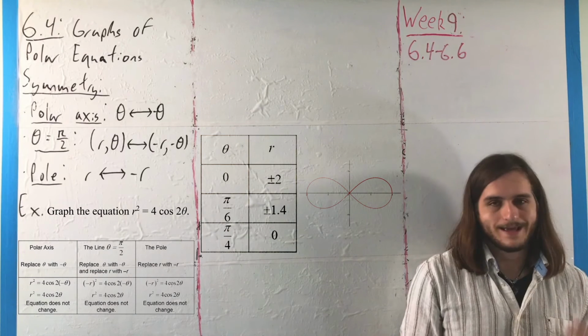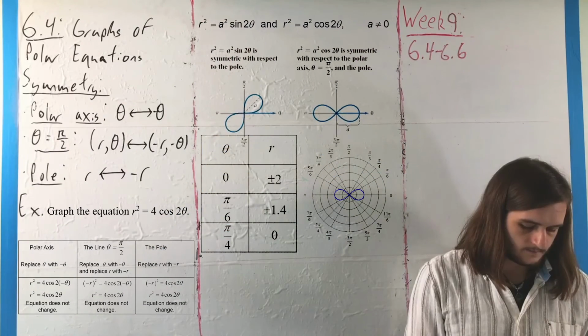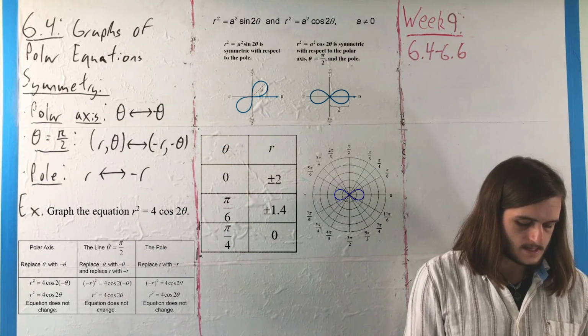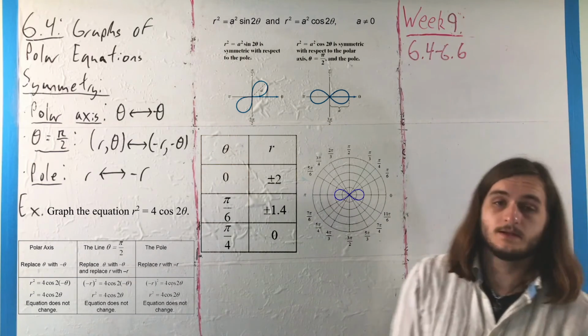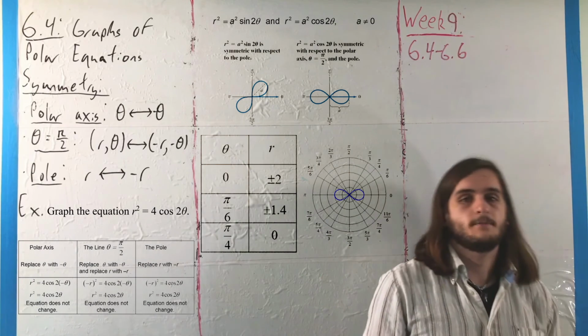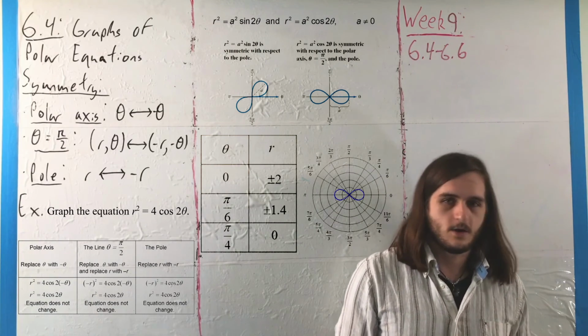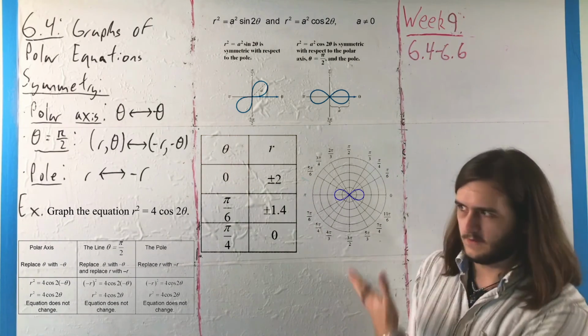This is what's called a lemniscate, where lemniscates have two main patterns, essentially. They are r squared equals a squared sine 2 theta and r squared equals a squared cosine 2 theta for non-zero a, where the symmetry we get is dependent on whether it's in terms of sine or cosine. And this is essentially all we have for this chapter, our discussion of snails and flowers and infinity shapes.